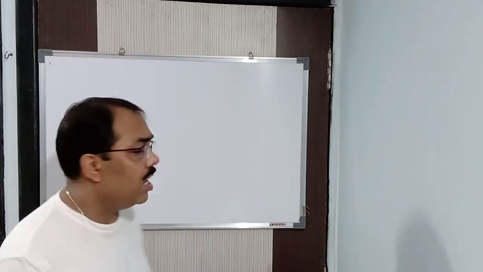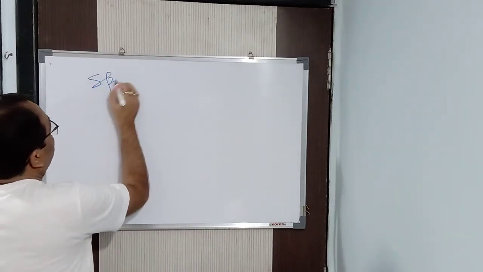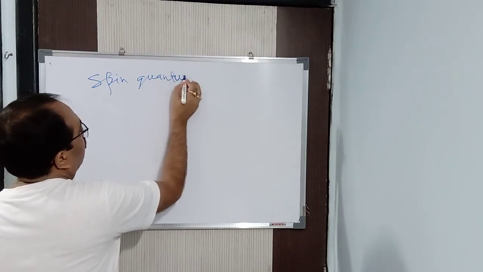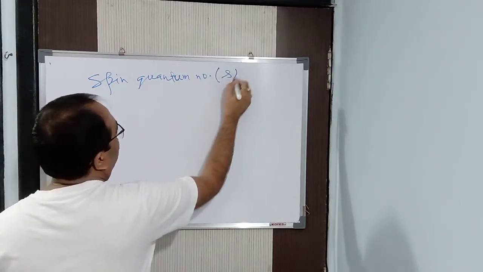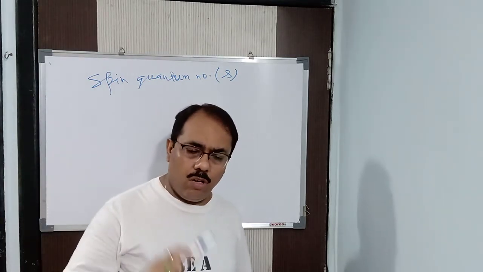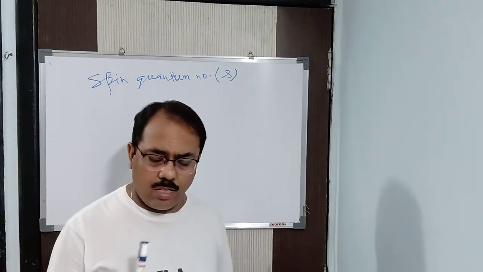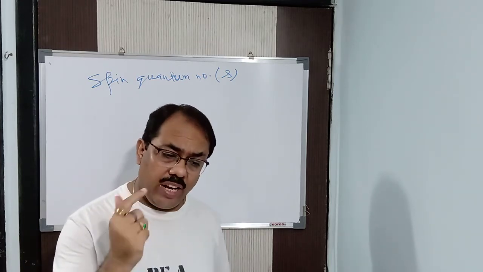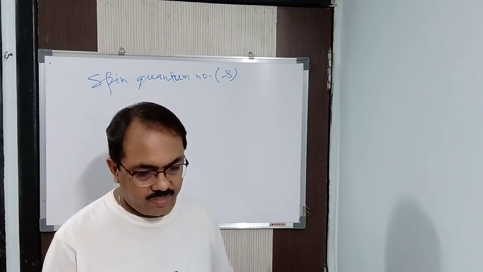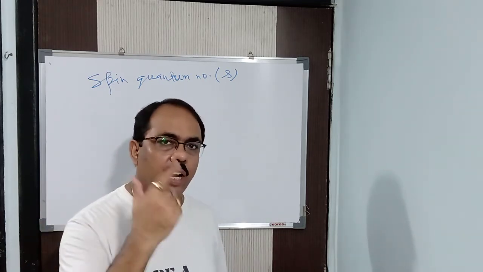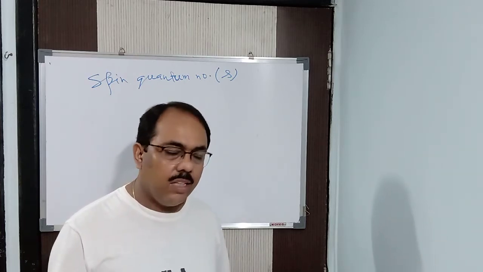Now we are going to come to the last quantum number, the spin quantum number, denoted by the letter S. Now where did we get the spin from? When an electron revolves around the nucleus, not only does it revolve, but it also rotates around its axis. Just like the Earth is revolving around the sun and rotating on its axis. Same thing here also.